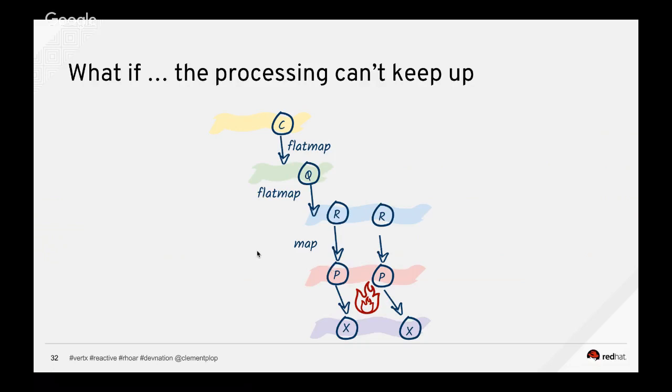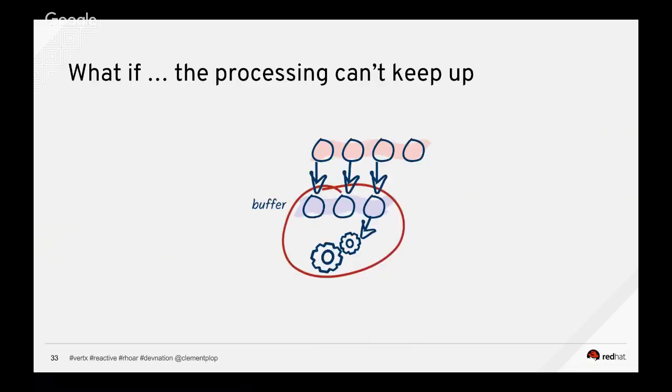What can happen when your processing can't keep up? Well, what happens in every case is we are going to fill a buffer. And what happens when the buffer is full? It's going to crash out of memory, or in Rx we have an exception for that. But yeah, buffers are limited, so you need a way to handle this.